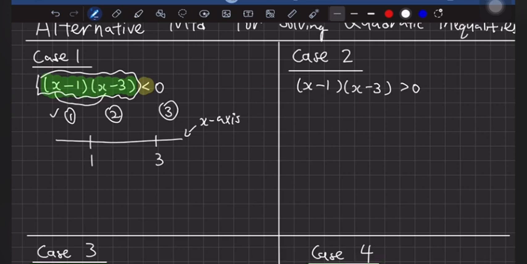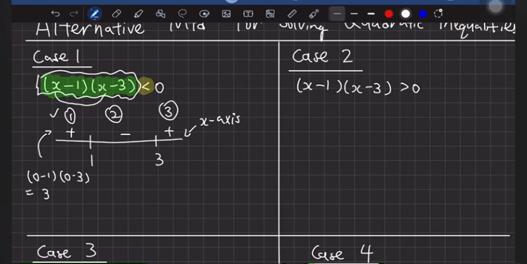And why do I pick 0? Because if I pick 0, it will be 0 minus 1 times 0 minus 3, so I get a positive 3. The value is not important, the important thing is the sign. So here it is positive, negative, positive. How do we know that it's positive, negative, positive? Because the region signs will always alternate with one another.